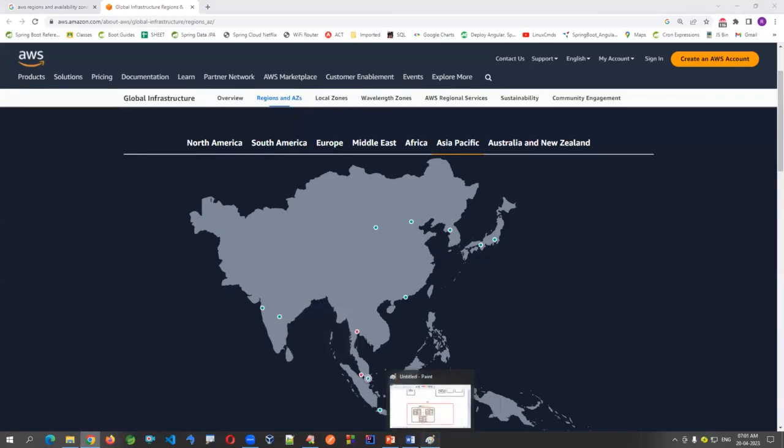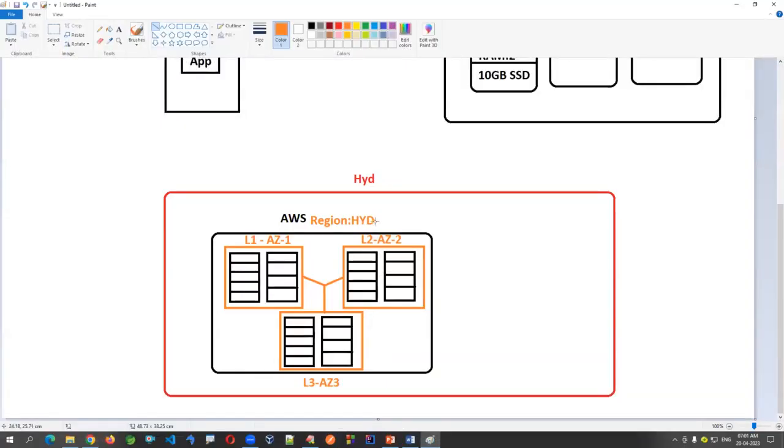Understand region first of all. A region is a location where AWS data centers are arranged. In that, availability zones are internal locations, connected with a distance between them.